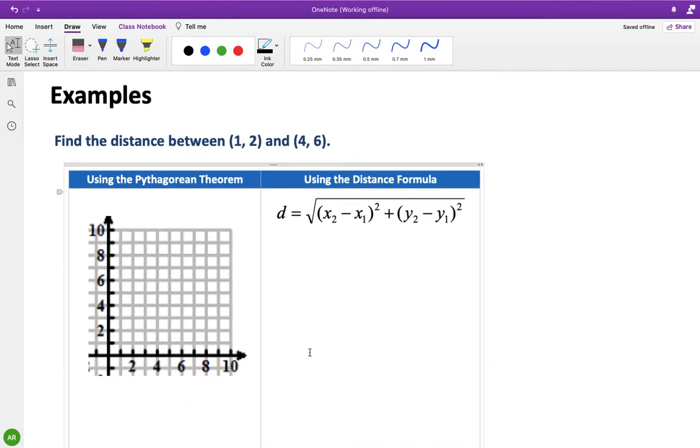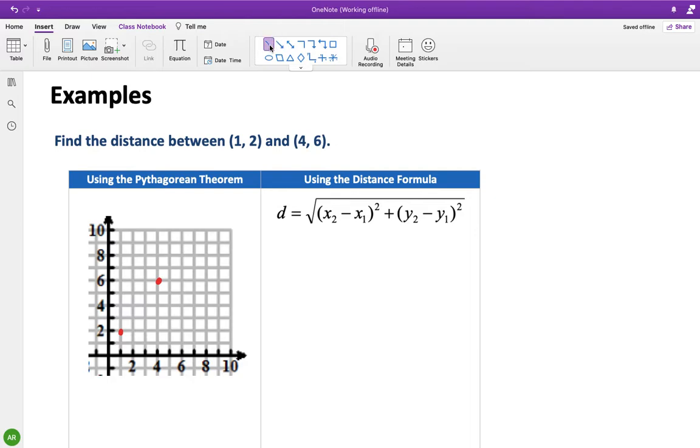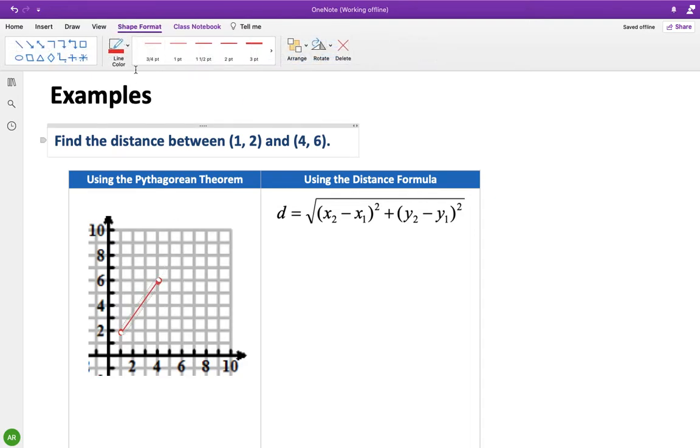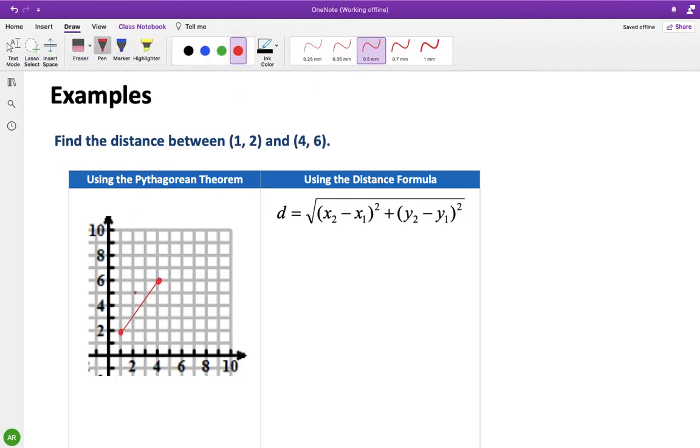Okay, first example is to find the distance between (1, 2) and (4, 6). We're going to go ahead and do that using the Pythagorean theorem first. So I'm going to put my point at (1, 2). I'm going to put a point at (4, 6). All right, now following the procedure, I'm going to connect those with a line. So there's my line, right? And I'm going to go ahead and label that line C.